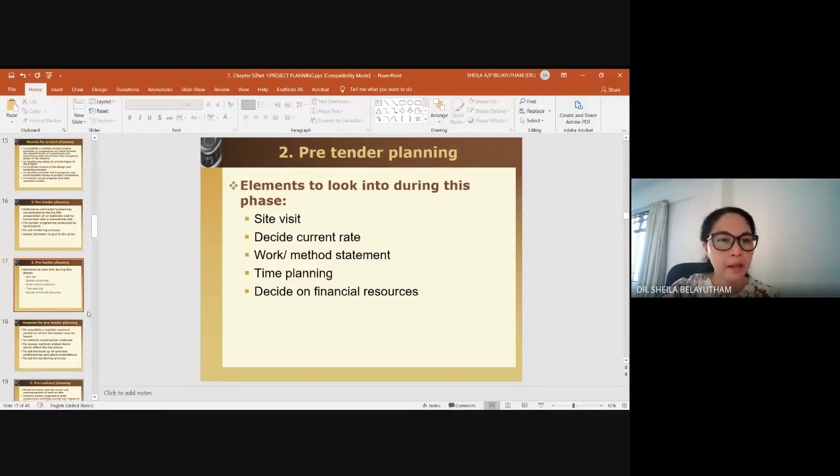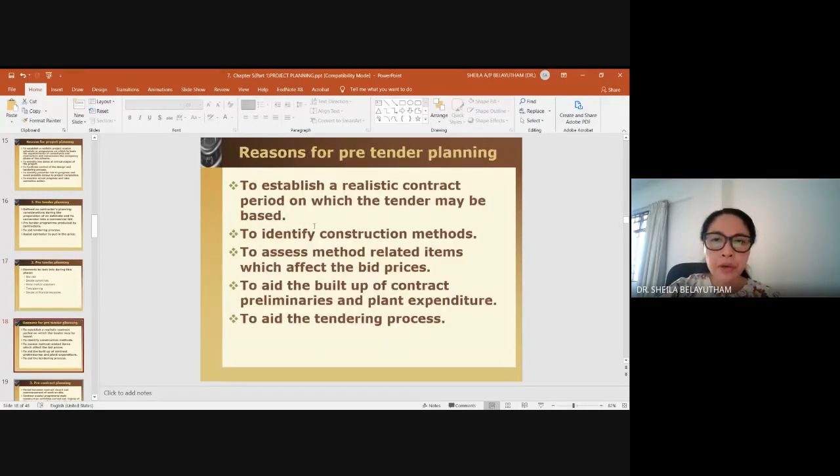Pre-tender planning. The reason we have pre-tender planning is obviously to ensure that you come up with a realistic contract document, on which the tender will be based. You will be able to identify the methods and how they affect your bid prices. It also helps in building up contract preliminaries and plant expenditure, especially when you are talking about hiring or renting a tower crane and so on. That involves quite a high cost.